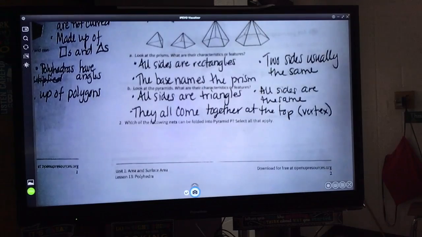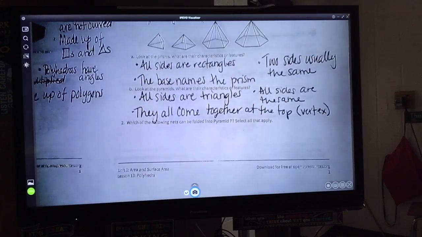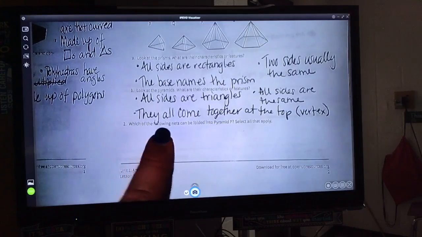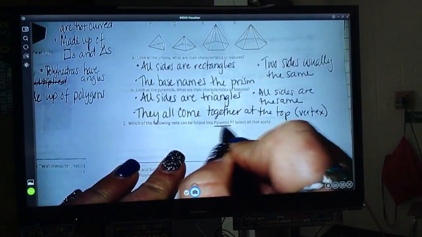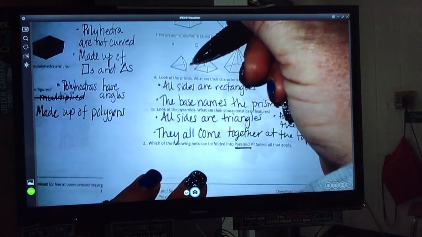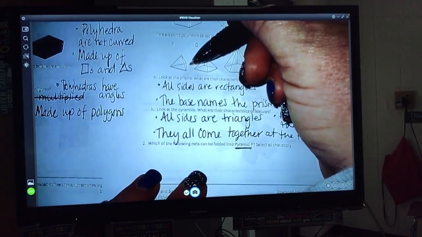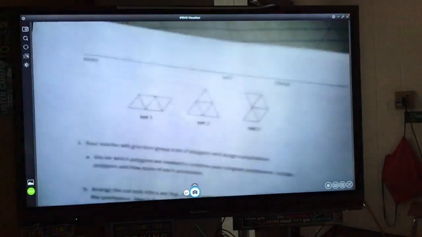All right, so question number 2 is actually on this page, and then we're going to flip over to the top of our next page, but it says, which of the following nets can be folded into pyramid P? So look at pyramid P. What kind of pyramid is that? Triangular pyramid.